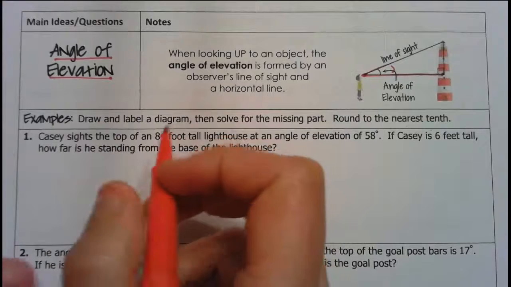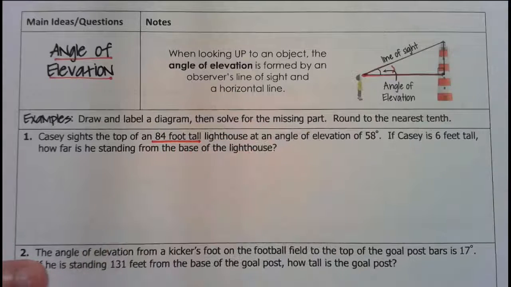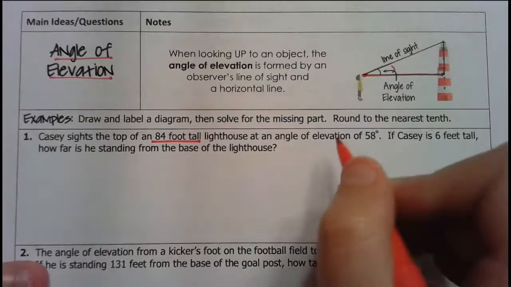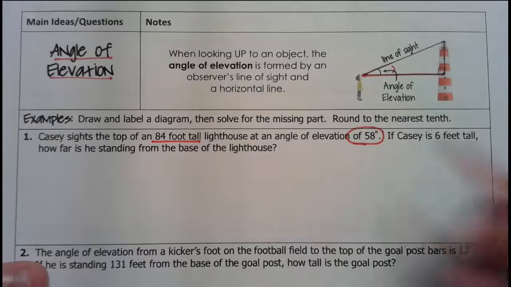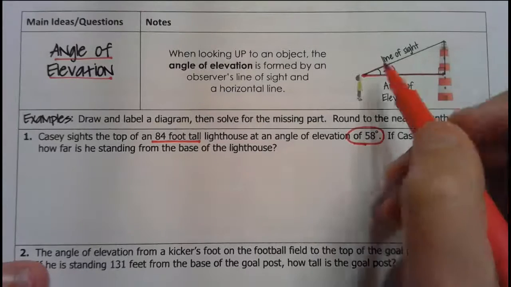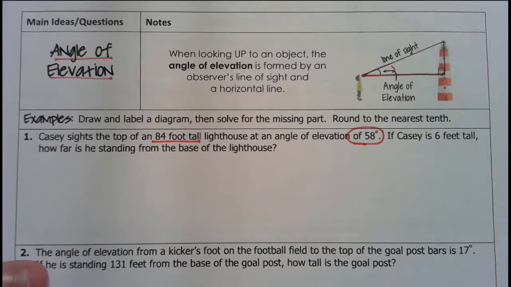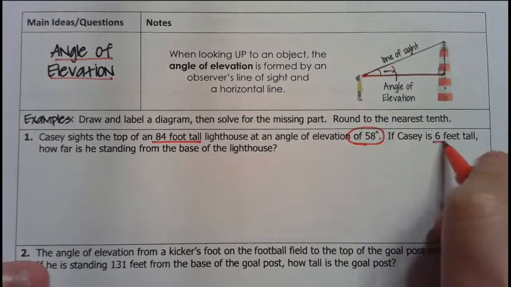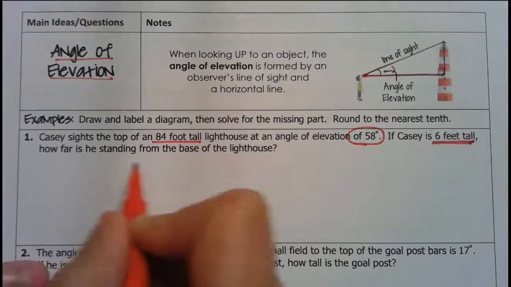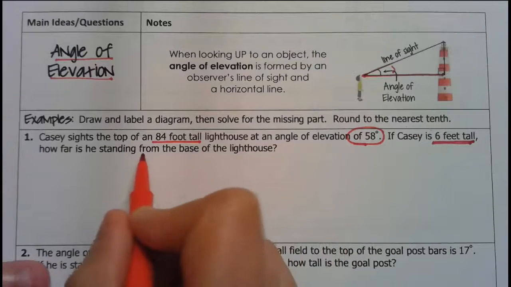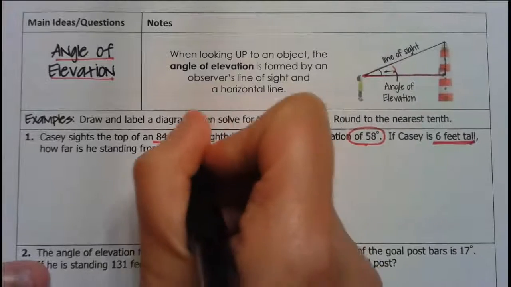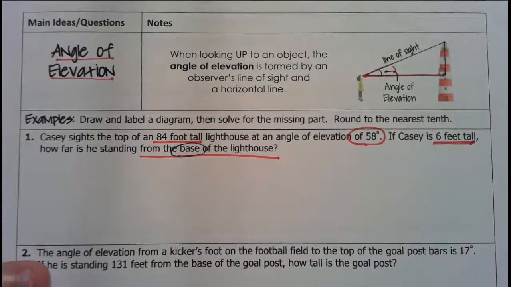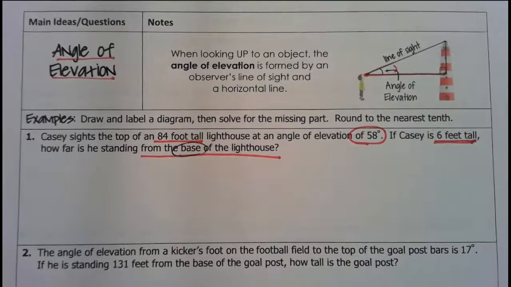Casey sights the top of an 84-foot tall lighthouse at an angle of elevation of 58 degrees. So this is the angle that Casey's chin is looking at. If Casey is 6 feet tall, how far is he standing from the base of the lighthouse? So this word base, anytime I mean it, means across the ground. That's going to be the bottom of my triangle. So we're going to go ahead and draw this out.